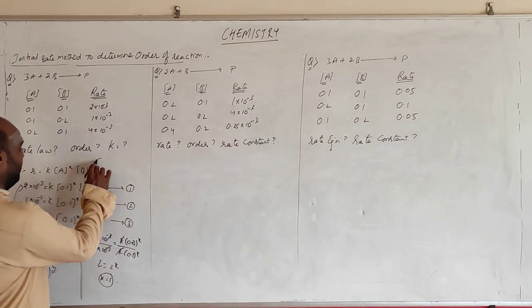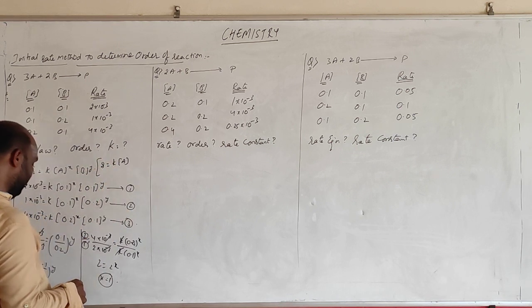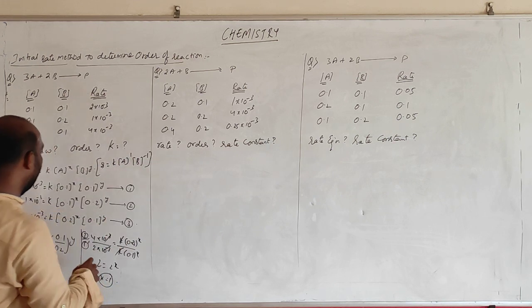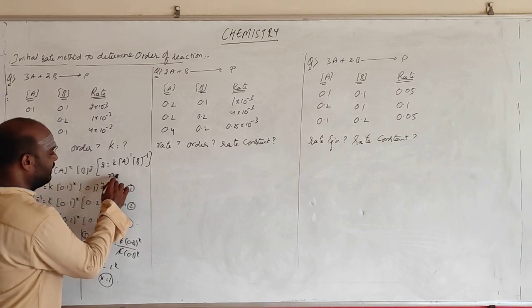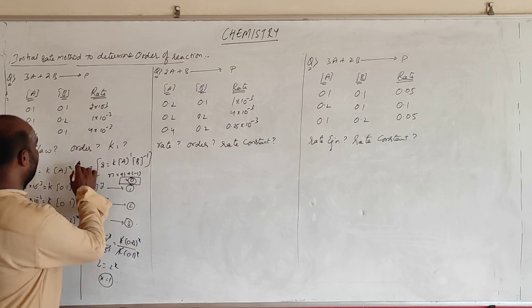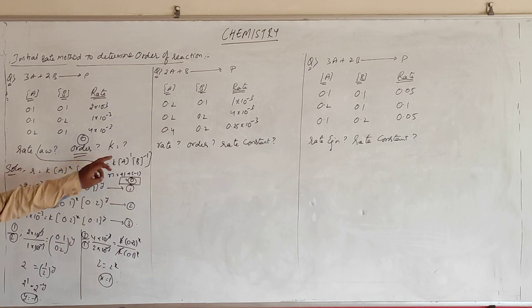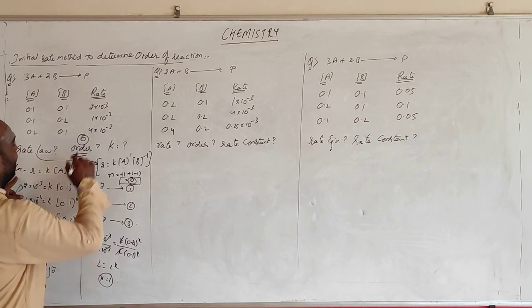So what do you get in equation 1? Rate is equal to k into A power 1, B power minus 1. So what is the order of the reaction? It is plus 1 plus minus 1, so it will be equal to 0. Order is 0. This is the equation for the rate law, and you want the rate constant. I hope you are clear with this. Okay, substitute this value. So I am writing here.